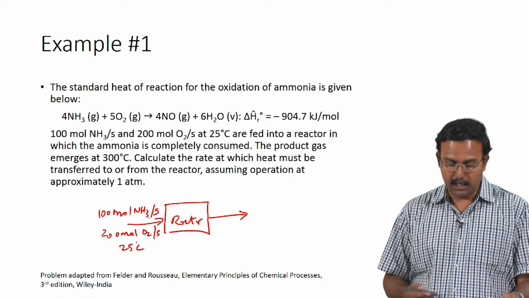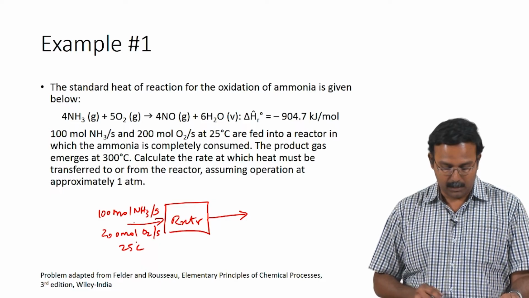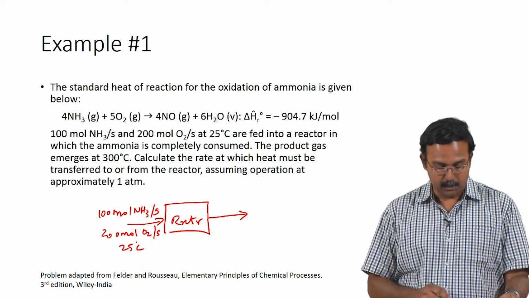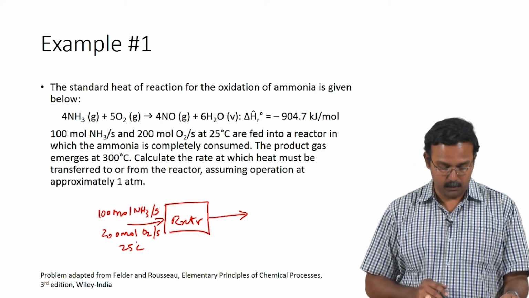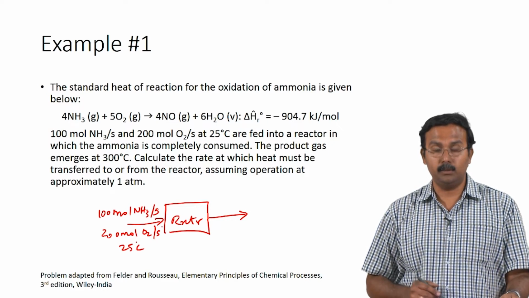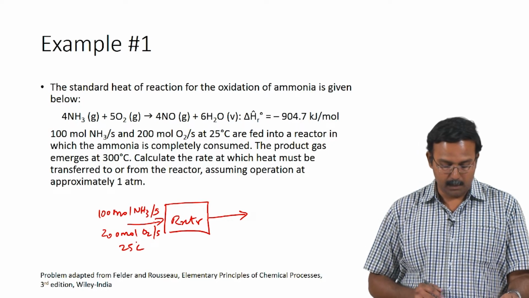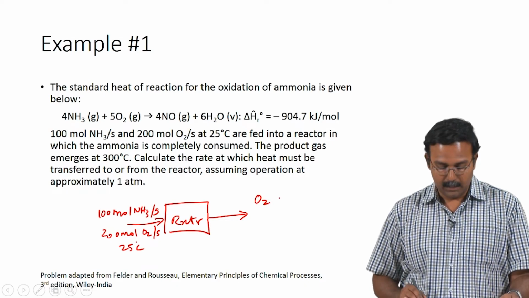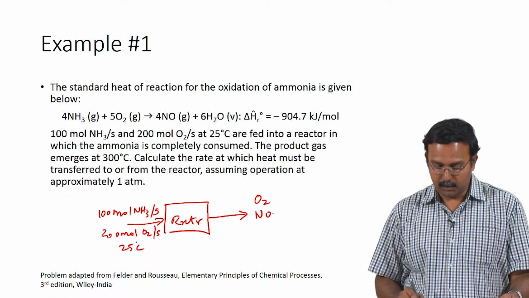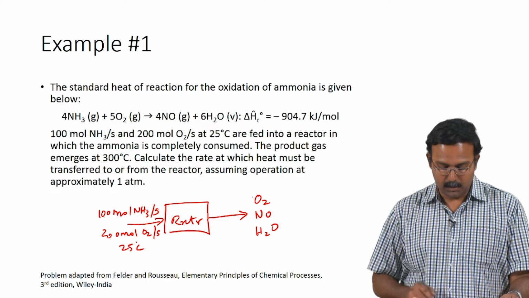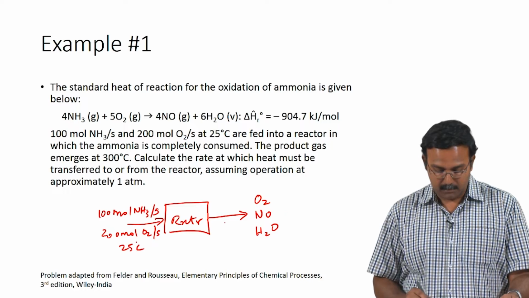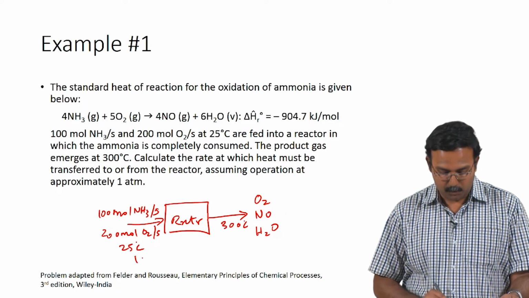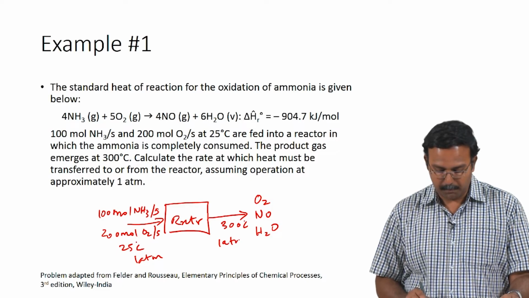We have been told that ammonia is fully consumed. So, we still might have oxygen which is remaining, because the ratio of ammonia to oxygen in the stoichiometric coefficients is 1:1.25 and oxygen is supplied as 1:2 compared to ammonia. This means there will be unreacted oxygen which is leaving, and you would also have nitric oxide and water vapor in addition to the oxygen, which are the products formed leaving the system. All of these are leaving at 300 degrees Celsius. So, we can assume 1 atmosphere for both the streams as given in the problem.